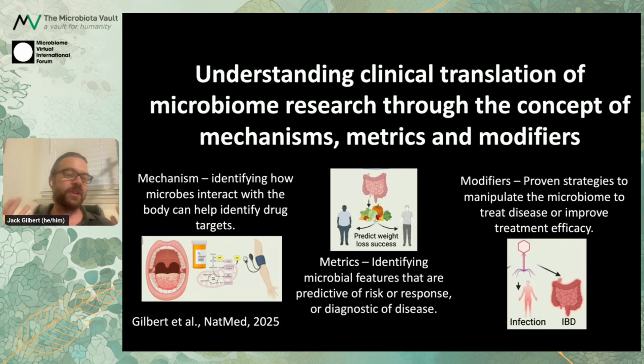Metrics are associated with trying to identify microbial features, species, functional genes, metabolites, proteins, transcripts, etc., that are predictive of risk or response to an intervention or diagnostic of disease. And then we have modifiers. These are proven strategies to manipulate the microbiome. Think fecal microbiome transplants, phage therapy, etc., which have been highly effective in allowing us to manipulate that microbial community and utilize it to make functional changes in human health.